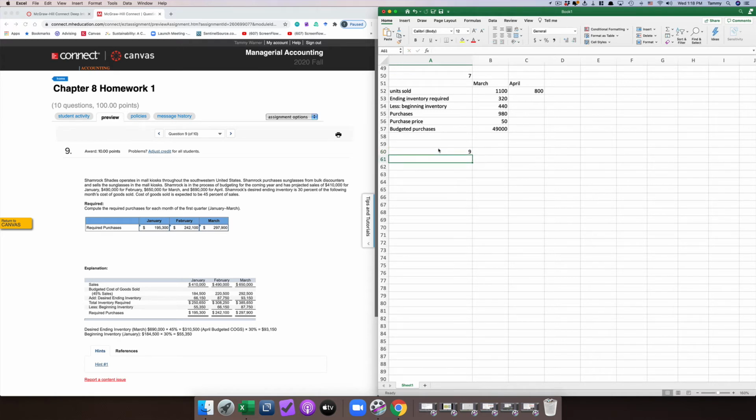Shamrock Shades operates in mall kiosks throughout the southwestern United States. Shamrock purchases sunglasses from bulk discounters and sells the sunglasses in the mall kiosks. So Shamrock is a merchandiser. We're budgeting, and we've got sales volume for January, February, March, and April.